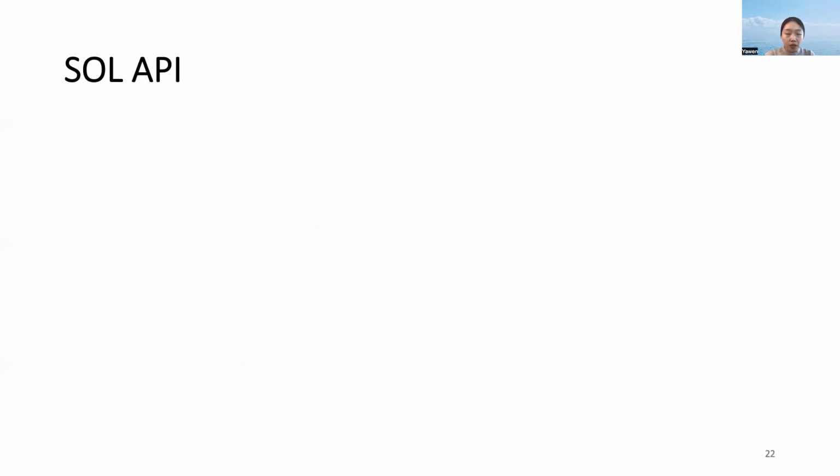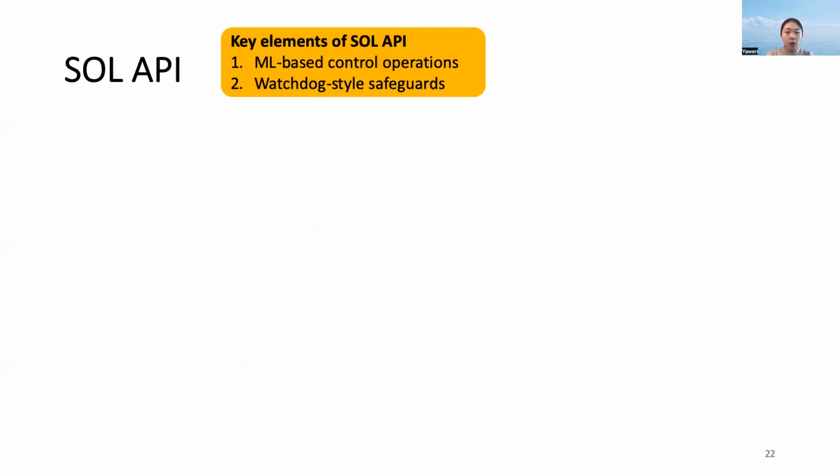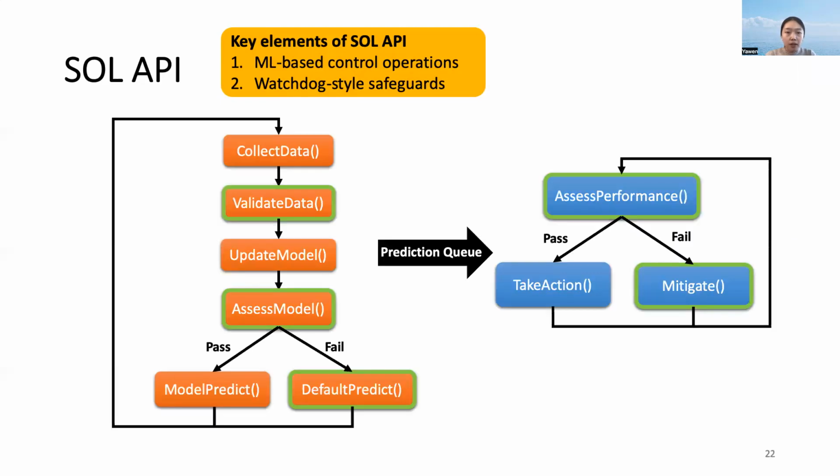To help guide agent developers in building safe learning-based agents, SOL presents a simple API, including the ML-based control operations and Watchdog-Style safeguards that I discussed in the previous slides. The API function names are shown in the diagram below. To develop a new agent in SOL, agent developers just need to provide implementations for these API function signatures, depending on the agent-specific logic.